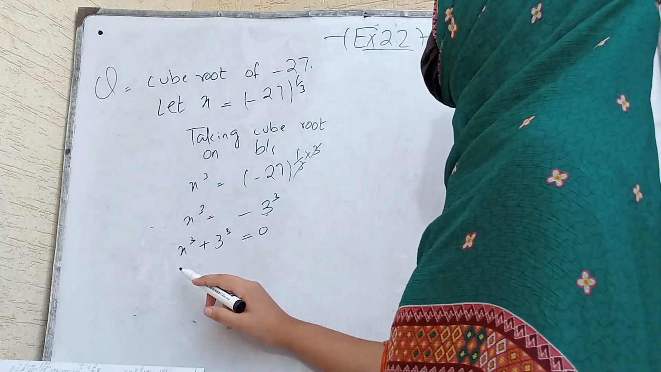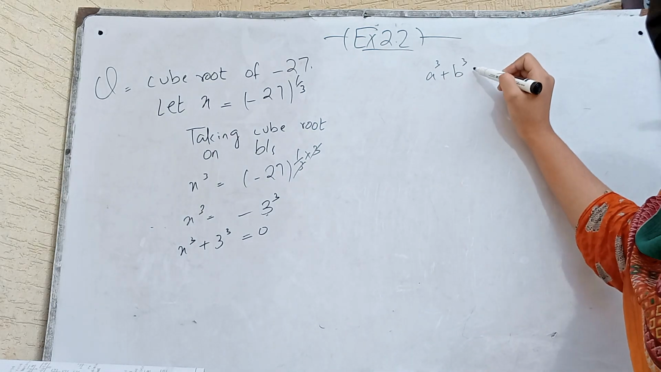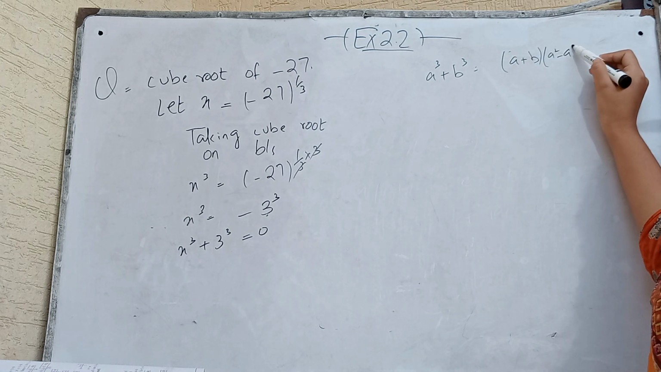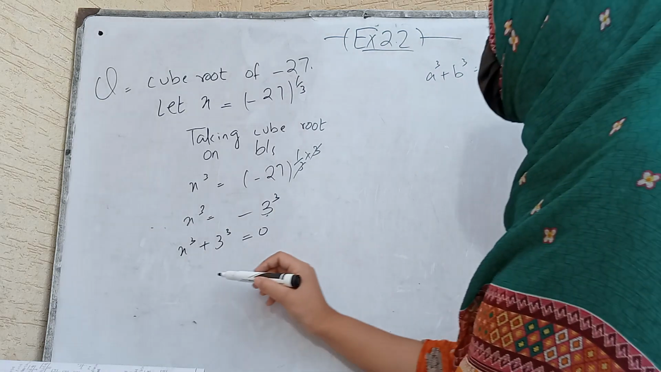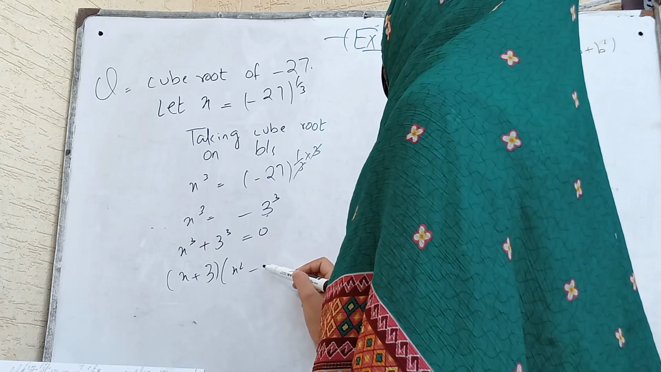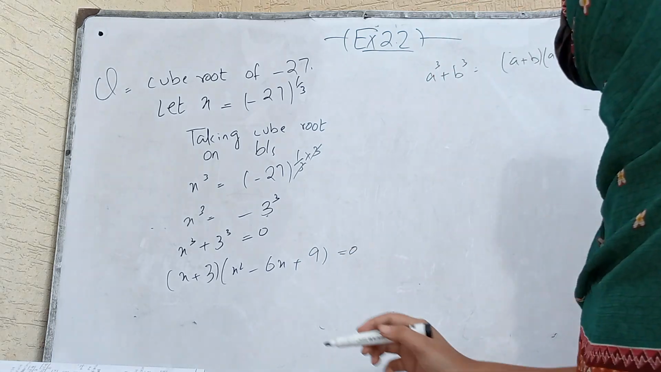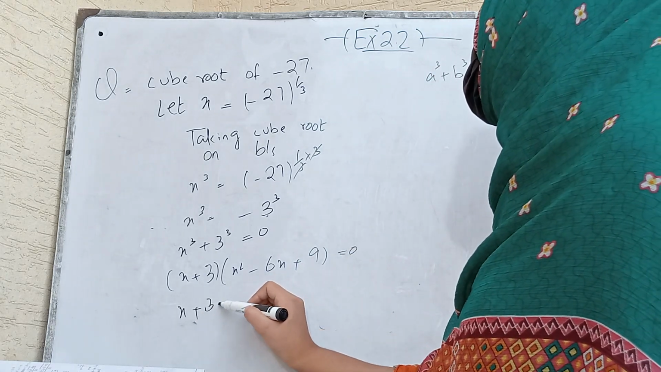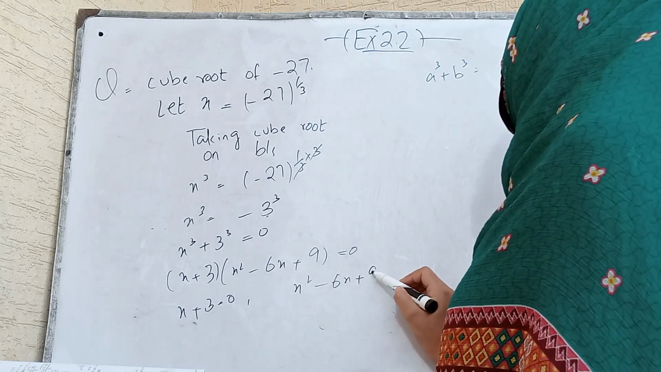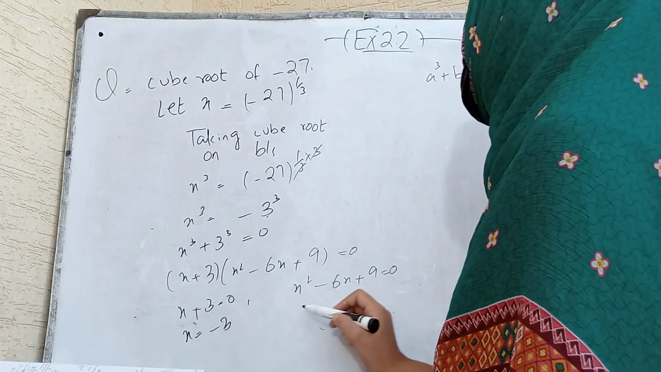This is the formula of a cube plus b cube, which is equal to a plus b, a square minus ab plus b square. So we open a plus b, which is x plus 3, x square minus 3x plus 9 is equal to 0. So first we have x plus 3 is equal to 0, and then x square minus 3x plus 9 is equal to 0. x is equal to minus 3.